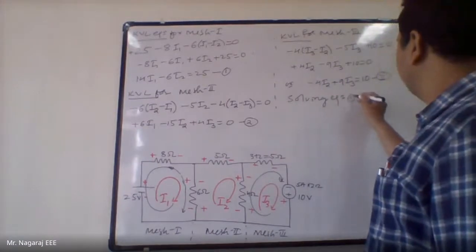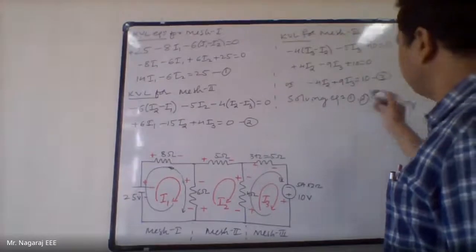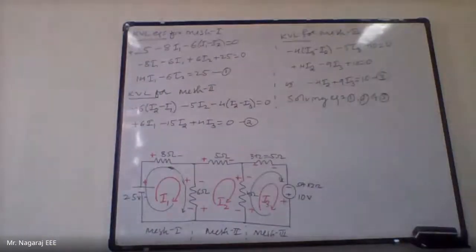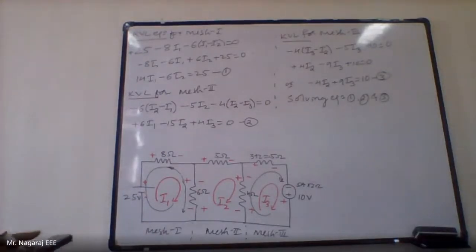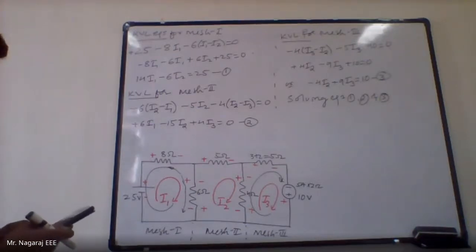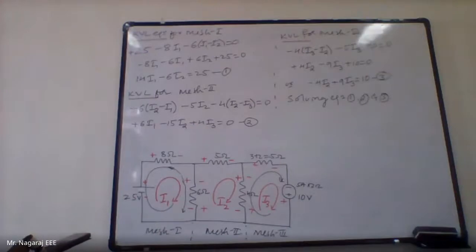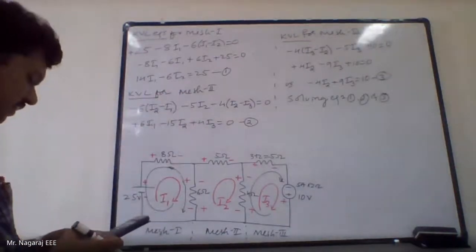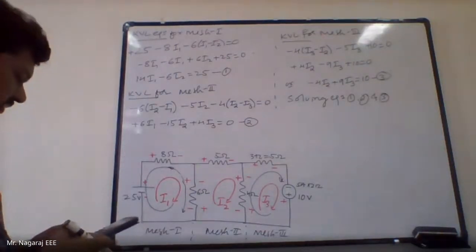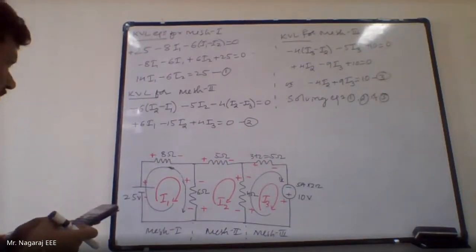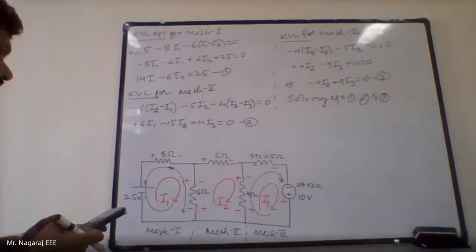Solving equations 1, 2, and 3. Okay. Now substitute the coefficients of these 3 equations in the calculator in equation mode. So first coefficient is 14, minus 6. Now the coefficient of I3 is 0 in equation 1. So c1 is 0, and d1 is 25. a2 in equation 2 is 6, minus 15, 4. d2 is 0, RHS is 0.